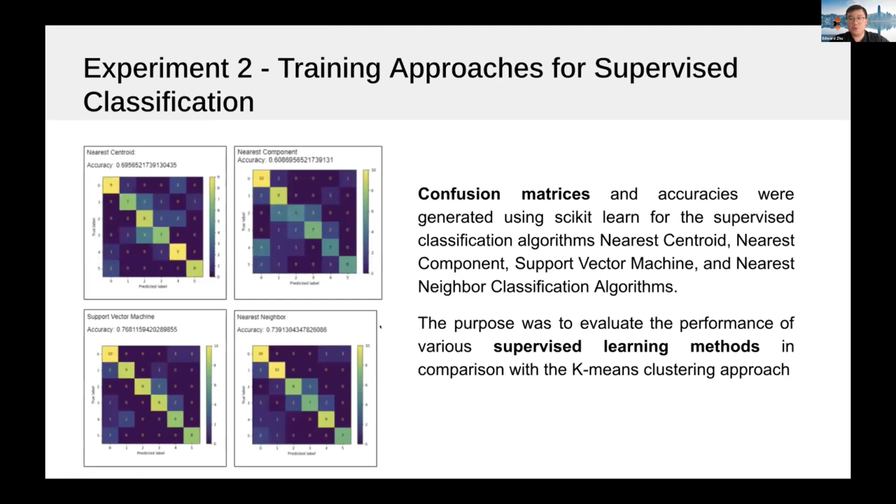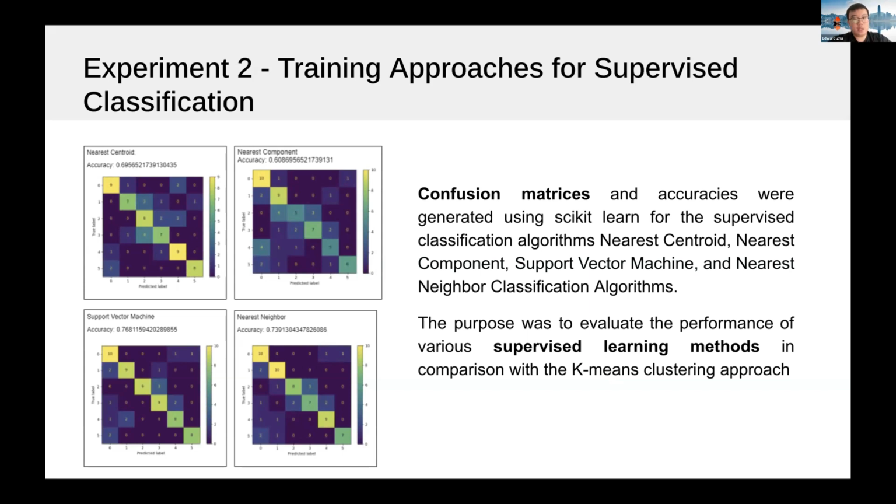The second experiment was to compare the performance of supervised learning models with the k-means clustering approach. So in order to do this, we collected a few of these supervised algorithms, which include nearest neighbor, nearest centroid, nearest component, multi-class SVM, basically different models for supervised learning. And what we did is that we collected approximately 100 videos of people walking, including CP patients, and then we dissected them into individual frames, and then we manually labeled them from 1 to 5, depending on what part of the gait cycle the frames depicted. And then we fed this into these 4 algorithms, and we calculated their confusion matrices and accuracies.